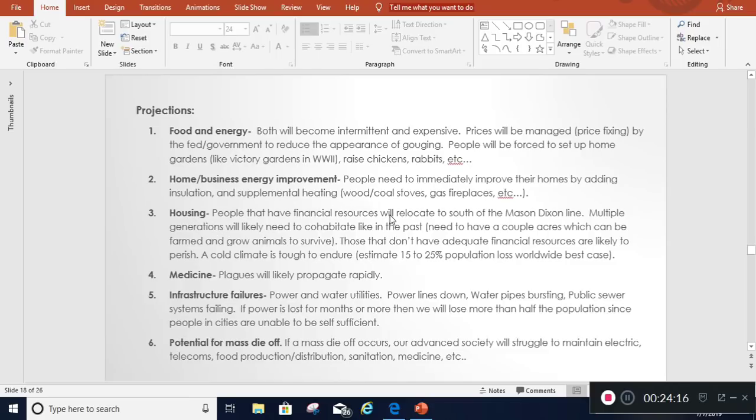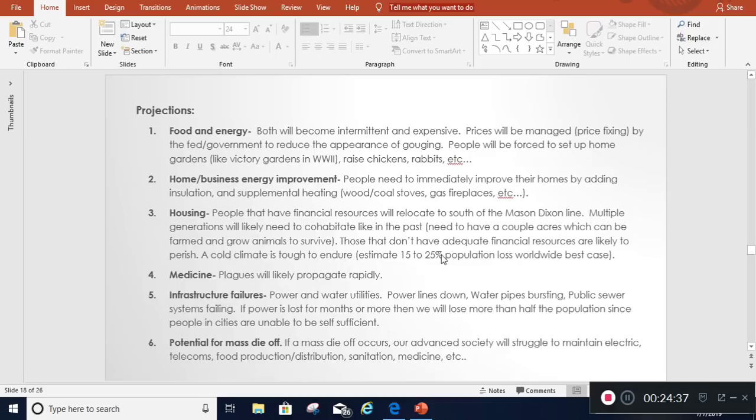Housing: people that have the financial resources should relocate south of the Mason-Dixon line. Multiple generations will likely need to cohabitate like in the past. They need to have a couple acres which can be farmed and grow animals to survive. Those that don't have adequate financial resources are likely to perish. The cold climate is tough to endure.